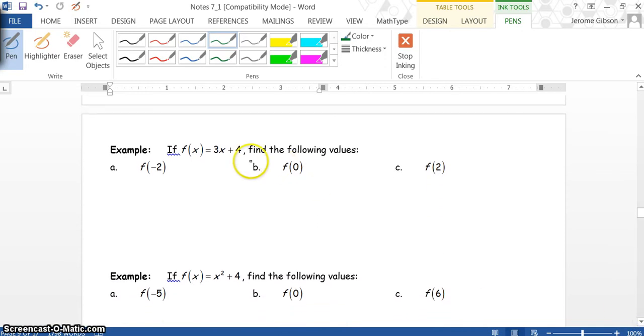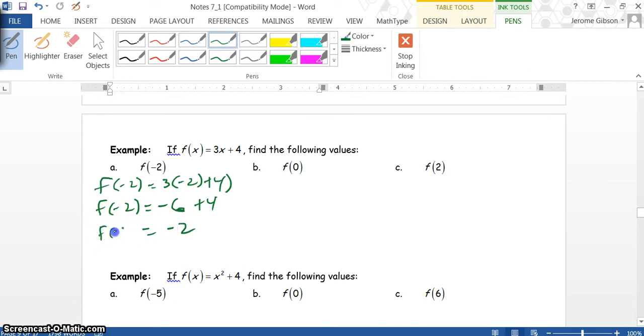It says here, if f of x is equal to 3x plus 4, find the following values. Now what this means is we have f of negative 2, which means we substitute in negative 2 wherever x appears. So f of negative 2 is equal to 3 times negative 2 plus 4, which is negative 6 plus 4. Negative 6 plus 4 we know is negative 2. So f of negative 2 is negative 2.